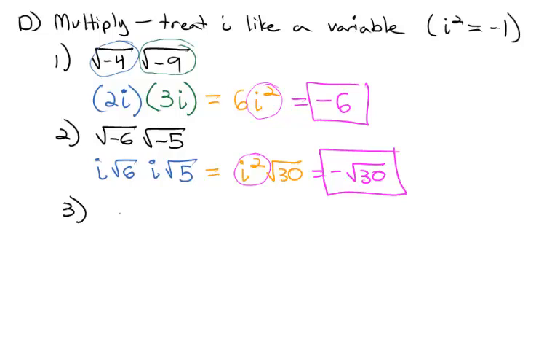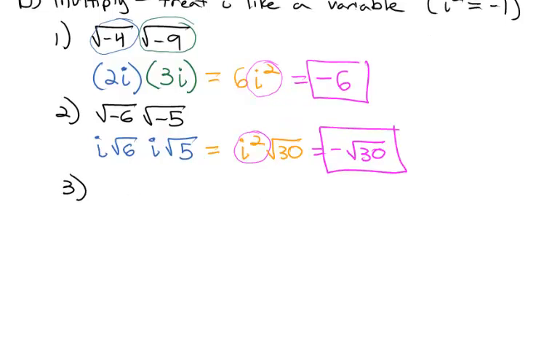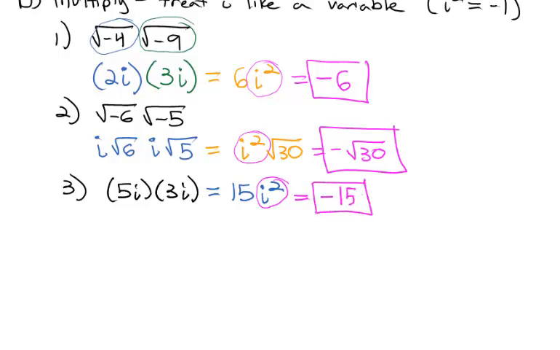Okay, let's drop the radicals and just start multiplying some complex numbers together. Let's start simple. Let's do 5i times 3i. We've actually already done this. 5 times 3 is 15. I times I is I squared. But I squared is negative 1. So that's 15 times negative 1, which is negative 15.